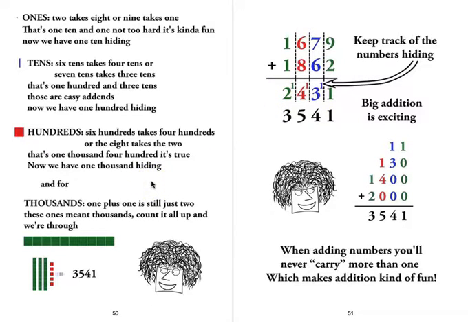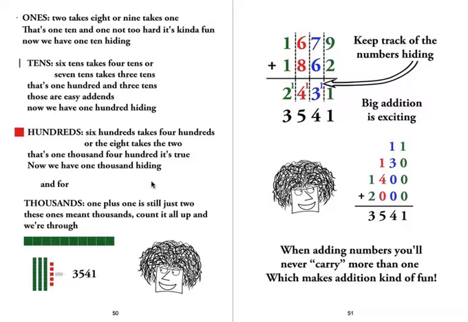Anyway, where was I? Let's go back to the tens. 6 tens takes 4 tens, or 7 tens takes 3 tens. That's 10 tens. Those are easy add-ins. Now we have 100 hiding. Now let's go to the hundreds. 6 hundreds takes 4 hundreds, or 8 takes the 2. Now that's 1,400. It's true. Now we have 1,000 hiding.